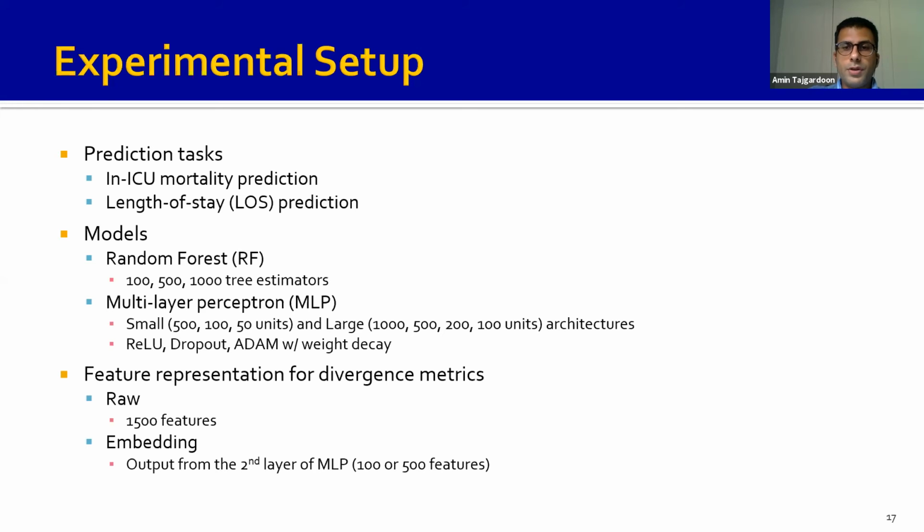To calculate the divergence between two data sets, we used two types of data representations, raw representation and embedding. The raw representation was the output of the data pre-processing step with 1,500 features, and was used in experiments with both models. The embedding representation consisted of the output from the second hidden layer in the MLP model, with either 100 or 500 features. This representation was only used in experiments with the MLP model.